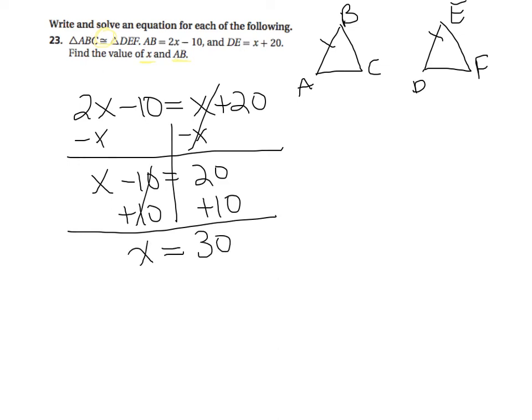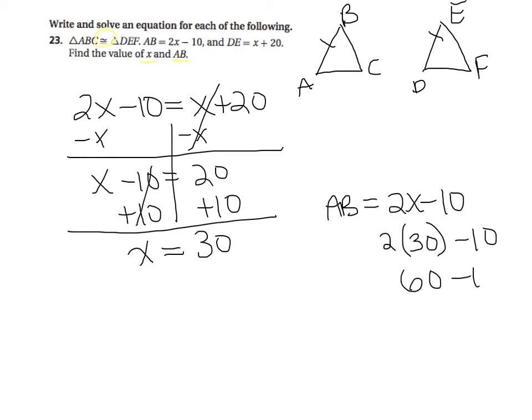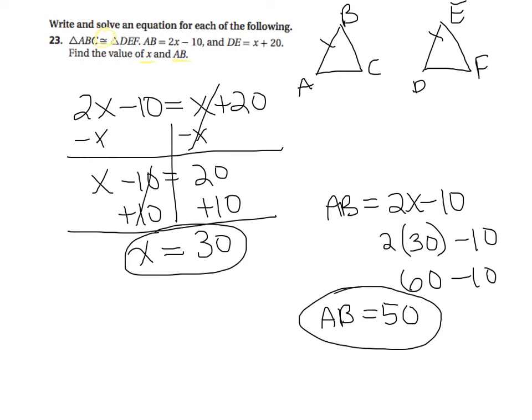Now I also need to find the length of AB. So AB is the expression 2x minus 10. So now I can just plug in what I got for x. So I'm going to plug in my 30, so 2 times 30 minus 10. So that leaves me with 60 minus 10, and so 60 minus 10 is 50. So AB is equal to 50. So I have x is equal to 30, AB is equal to 50.